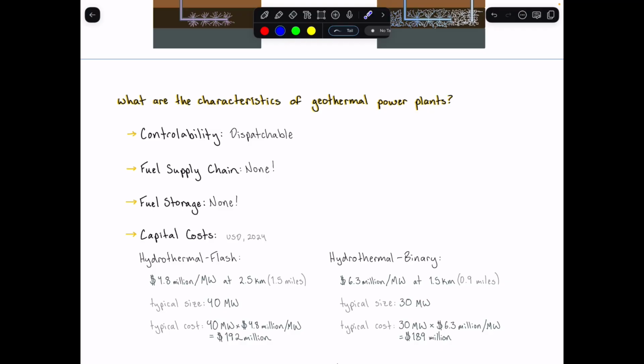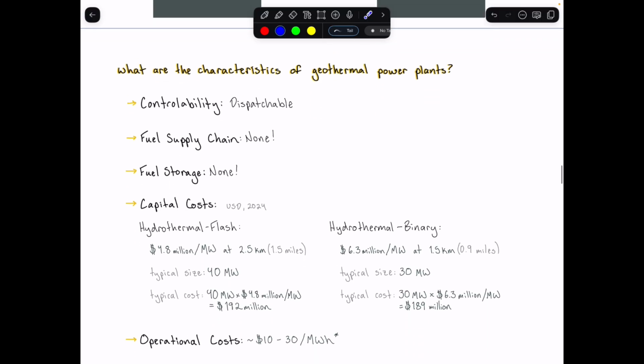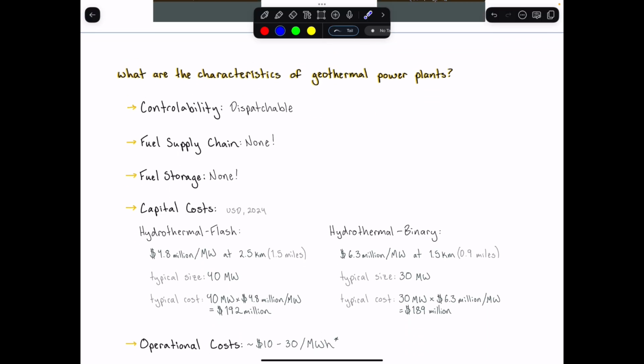And this data is coming from the National Renewable Energy Laboratory in the United States, also known as the National Lab of the Rockies. This data is from their 2024 Annual Technology Baseline Report. Okay. Then for operational costs, I was having a bit of a hard time finding the data for the operational costs of geothermal power plants.